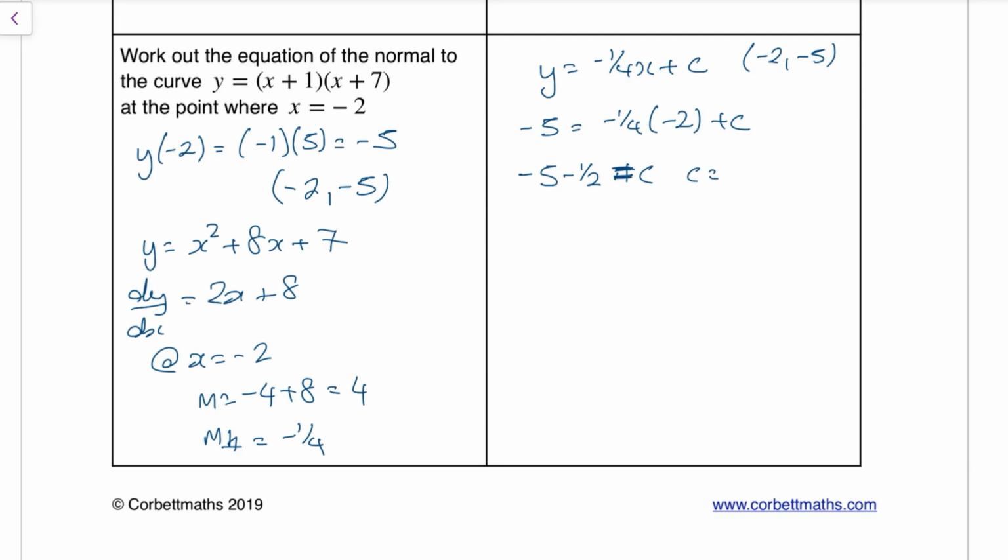So minus 5 is minus 10 over 2. Take away another one is minus 11 over 2, which means that y is equal to minus a quarter x minus 11 over 2. And that's it. Yeah, I'm happy with that one.